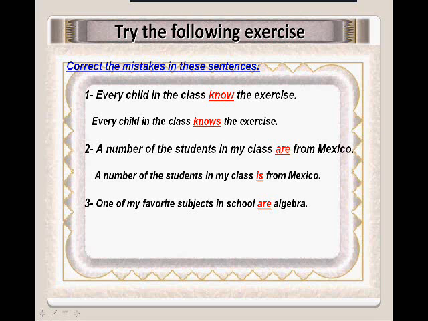One of my favorite subjects in school are algebra. So, you have here one. "Are", of course, is mistaken, okay? This is the mistake you have to correct.